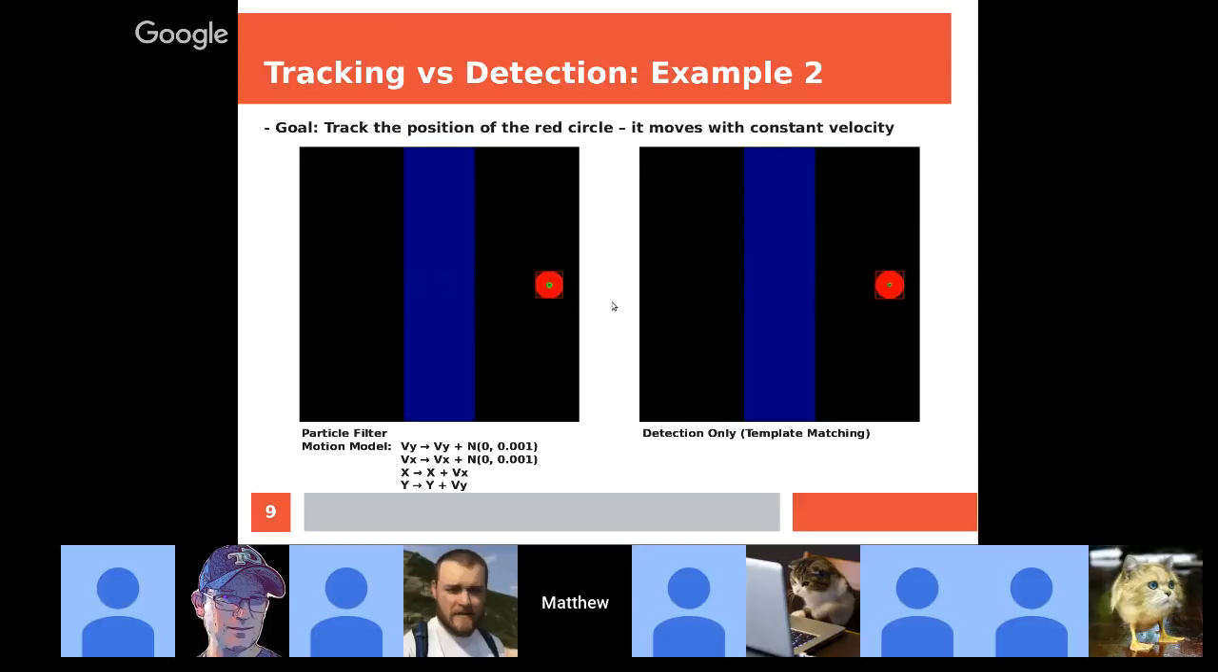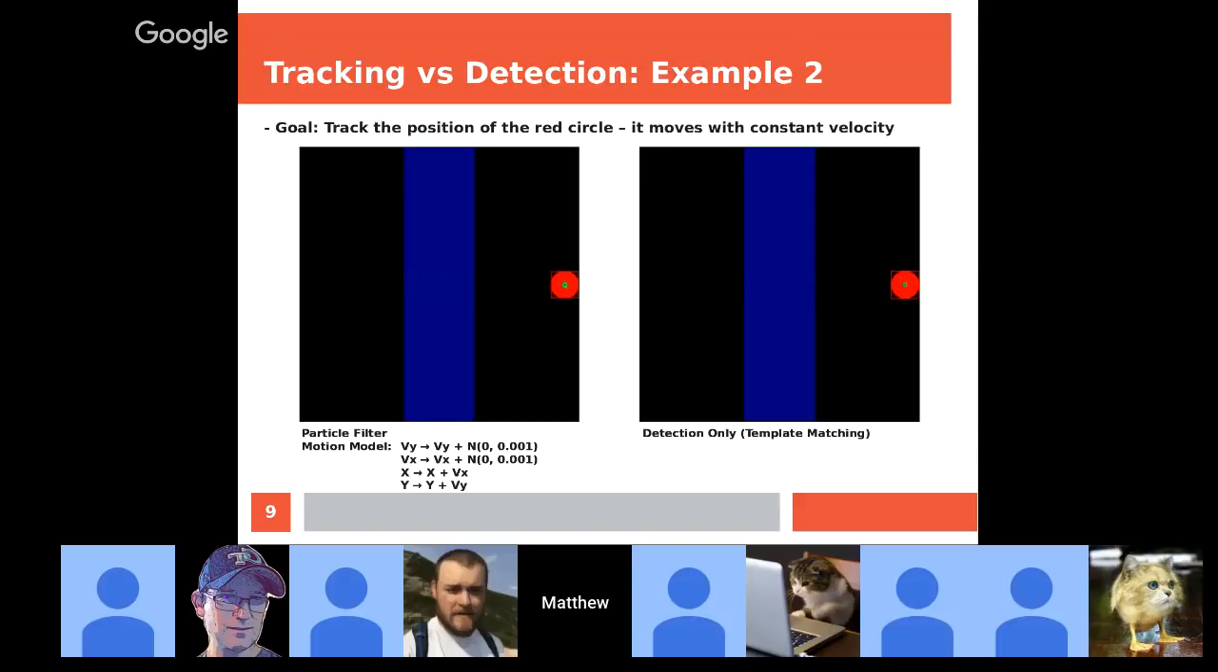So this is really the power of filtering. It lets you deal with very noisy measurements. It lets you deal with measurements that are occluded or missing. And it lets you deal with tracking only one object when there are many similar objects in your scene. So at this point, I've said what I want to say about tracking versus detection. And I'm going to answer a few questions about that topic before we move on to the appearance particle filter.